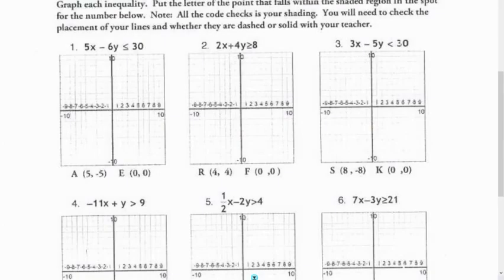All right, so this one is going to be a little bit difficult for me to draw my lines in, but hopefully you will be able to follow along. You are going to graph the inequality and put the letter of the point that falls within the shaded region in the spot for the number below. As you're shading, you'll need to check the placement of your lines with me. So hopefully my answer key is correct. And then I'll try to show my work even if I run out of room a little bit.